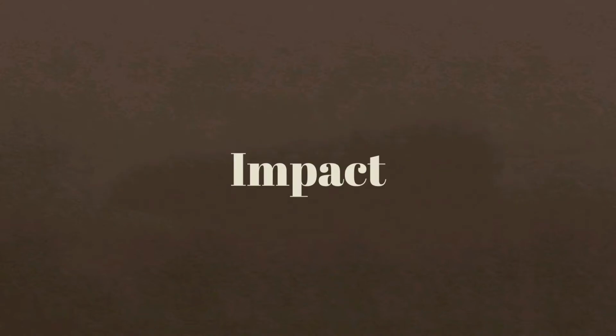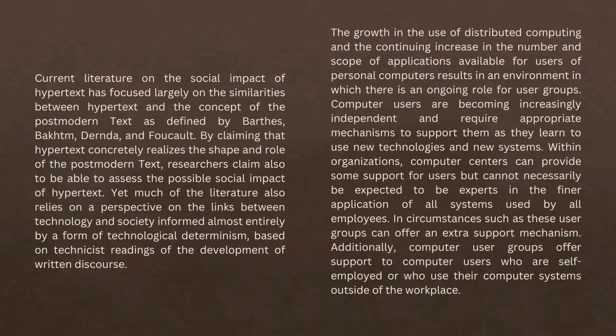Current literature on the social impact of hypertext has focused largely on the similarities between hypertext and the concept of the postmodern text as defined by Barthes, Bakhtin, Derrida, and Foucault. By claiming that hypertext accurately realizes the shape and the role of the postmodern text, researchers claim also to be able to assess the possible social impact of hypertext. Yet, much of the literature also relies on a perspective on the links between technology and society, informed almost entirely by a form of technological determinism, based on technicist readings of the development of written discourse.